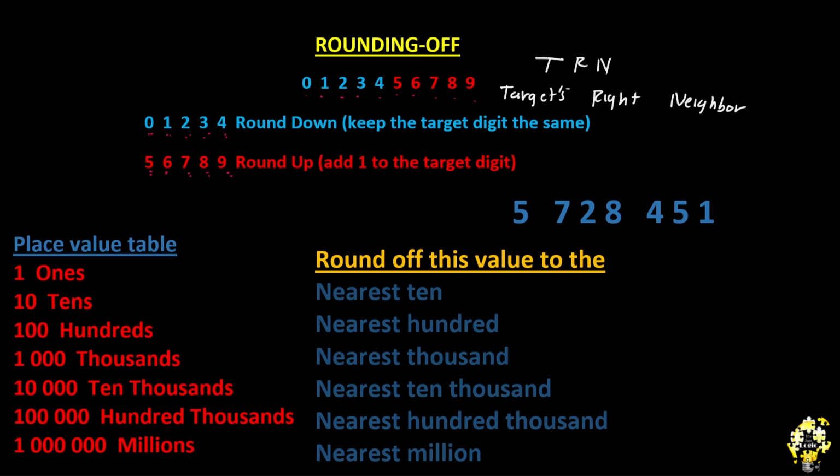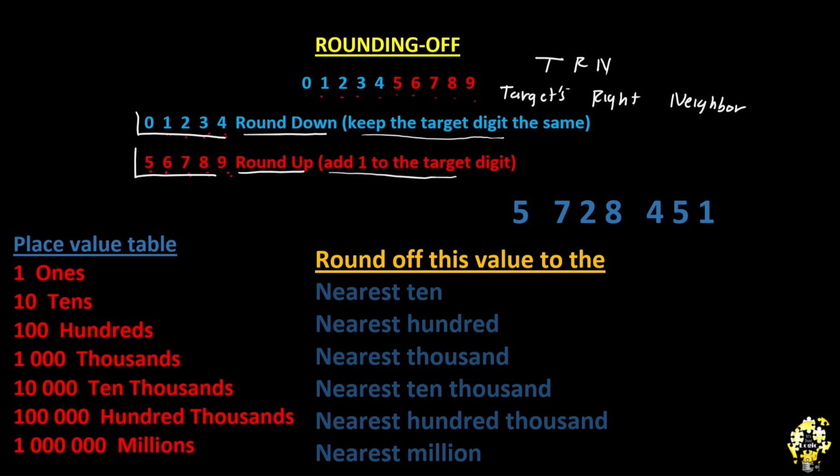So now we are saying that if whatever number you're supposed to round off, if the target's right neighbor falls within this range, 0 to 4, you are supposed to round down, or essentially keep the target digit the same. But if it falls between 5 and 9, you're supposed to round up, or add 1 to the target digit. See, I'm starting to get confused. What is this target that you're talking about? Let me explain.